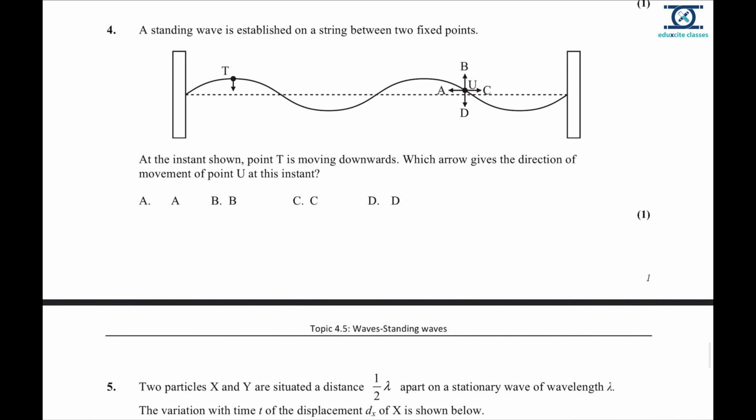Now question number 4. The standing wave is established on a string between two fixed points. So these are the two fixed points. At the instant shown, point T is moving downward. So if this is moving downward, this will move upward. So this point U will move downward. Option D is the right answer.